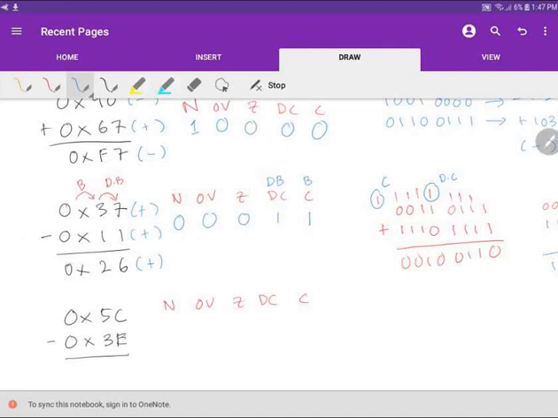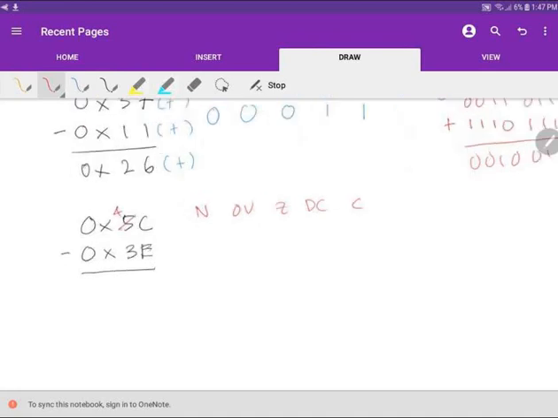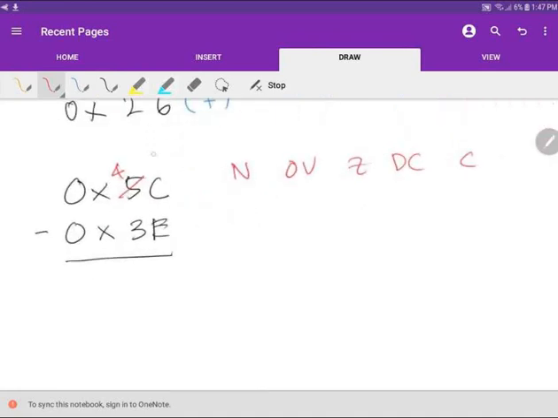Any question up to this point? Okay, let's finish the last one up. So this one is subtraction. C minus E. This is a smaller number, so we need to borrow, right? So you borrow, this guy becomes 4. How much are you borrowing? 16. So 16 plus C, C is 12. So you get 28. 28 minus E, how much is E? 14. So 28 minus 14, you get back 14, which is E. 4 minus 3, so hex 1E.